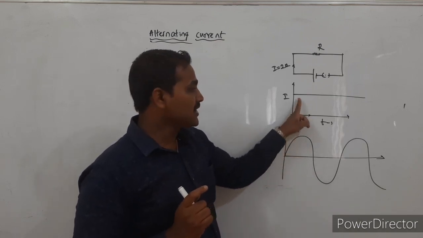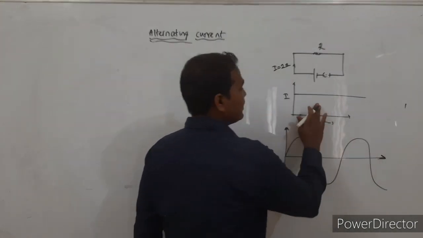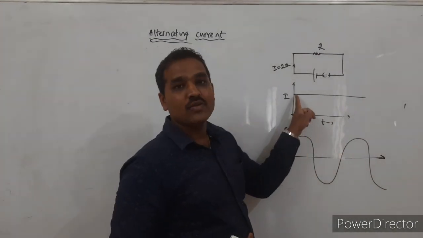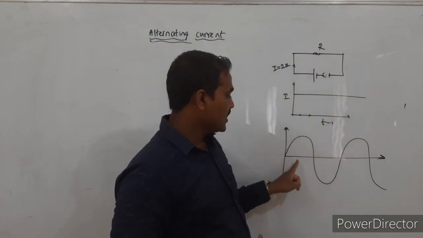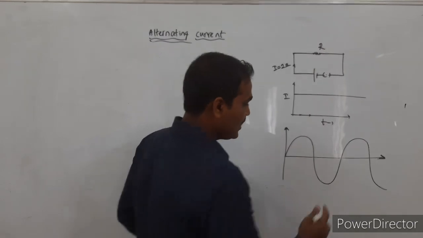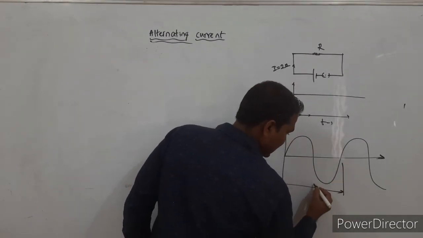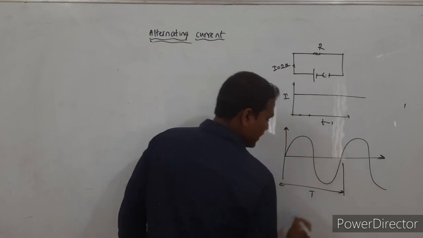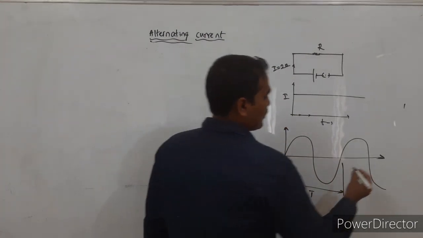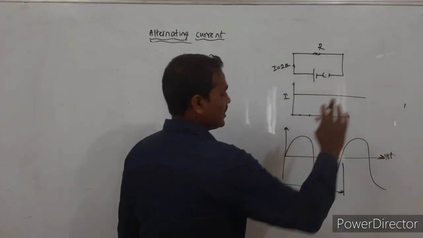What is the difference between this and this? We can clearly observe that here the current moves only in one direction, but here the current is changing its direction. See here, this is one complete cycle of the alternating current. Let us say this is the time period T. Along the x-axis we plot omega t, or simply I can plot time.